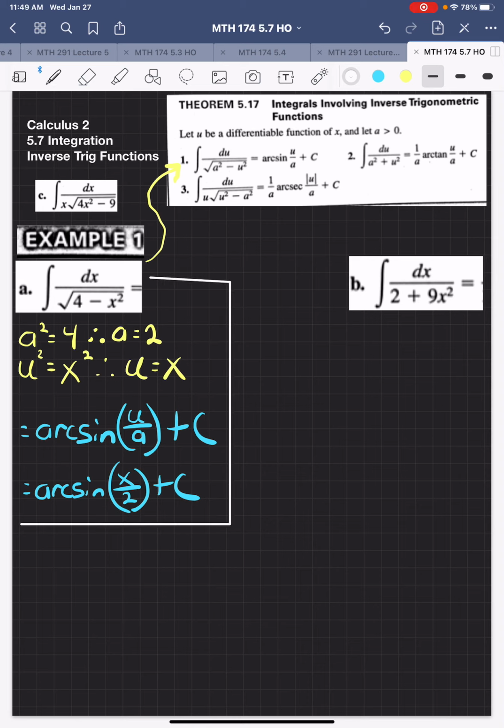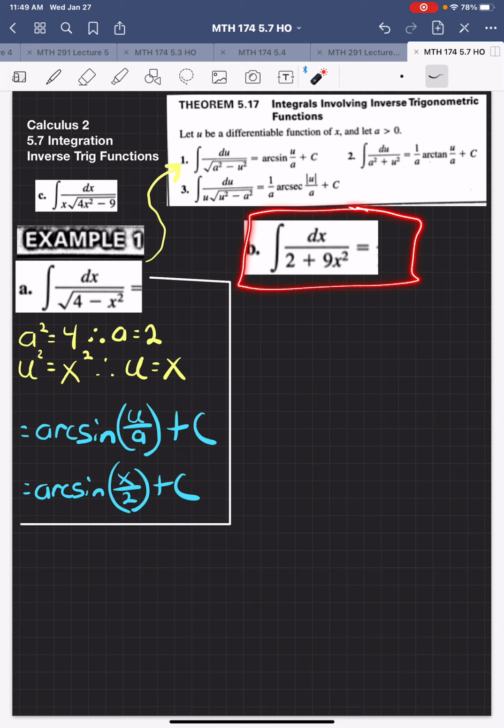Okay, so the game is the same. You're asked to integrate the following, and somehow something is going to have to trigger this muscle memory to say, wait a minute, this looks like a trig inverse formula. And now let's make sure we can choose the right formula as well.